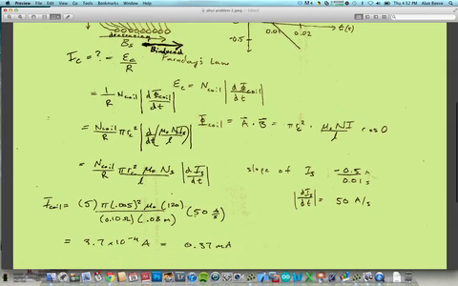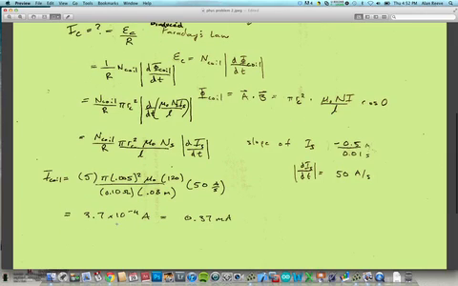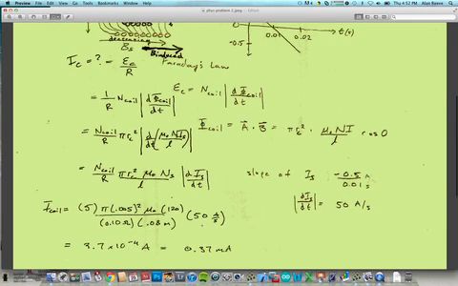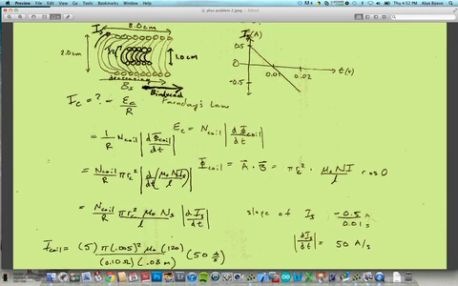So then you plug that in for that, and then you're given all this other information, and then you get 0.37 milliamps, which is the current induced in the coil.